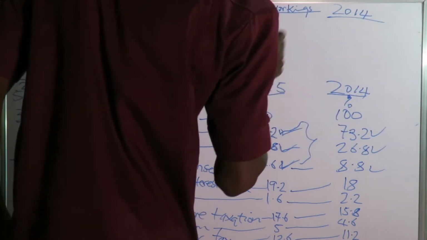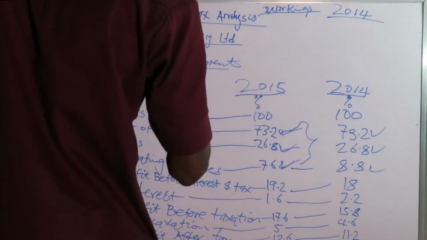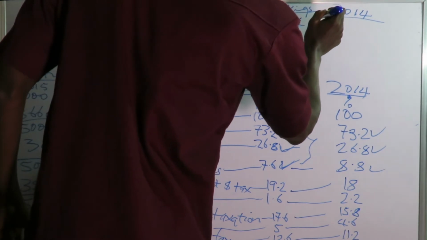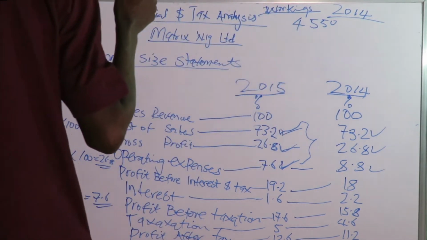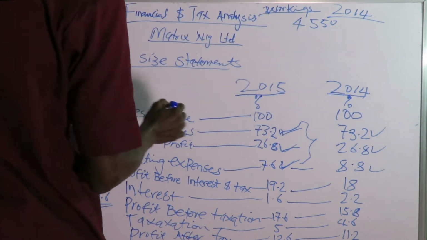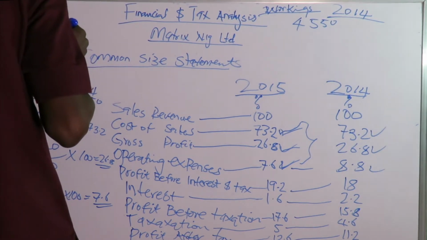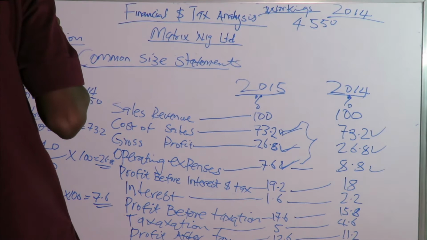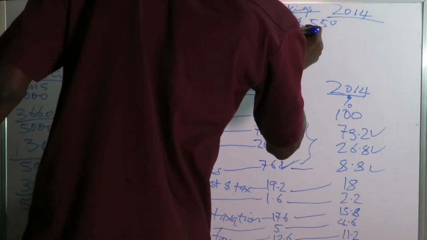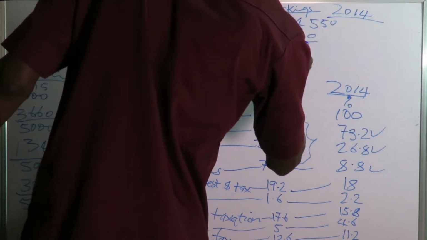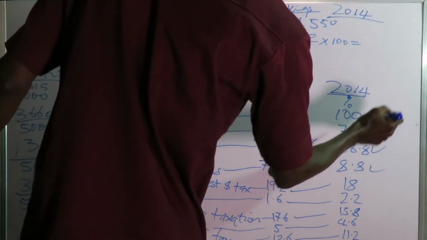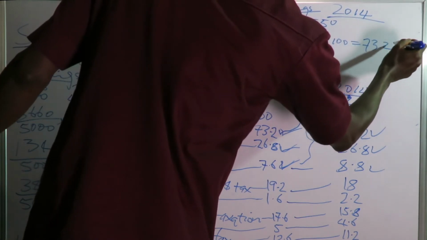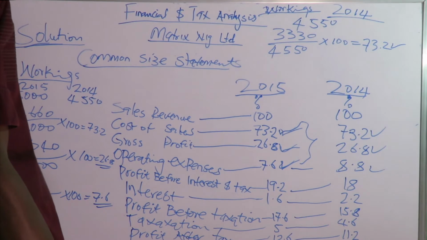So the sales revenue for 2014 is 4,550. So how did we arrive at this figure? We look at the revenue for cost of sales. How much is our cost of sales? If you look at it, our cost of sales is 3,330. So 3,330 all over 4,550 times 100 equals 73.2. So that is how we arrive at 73.2.